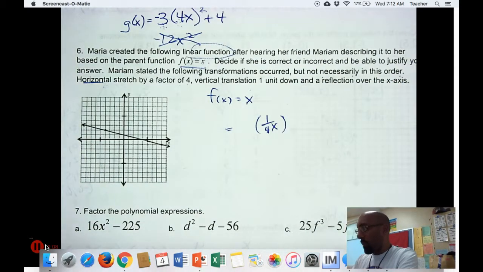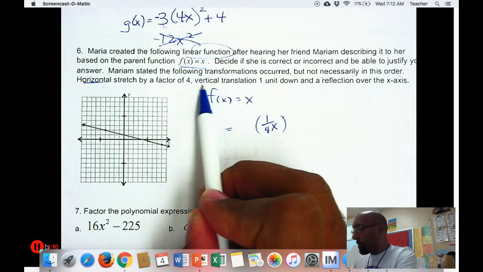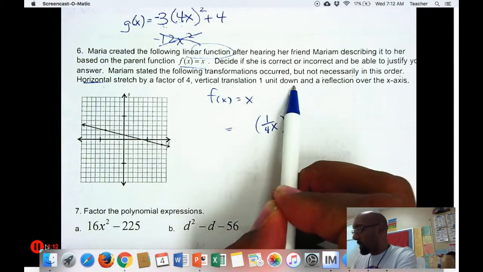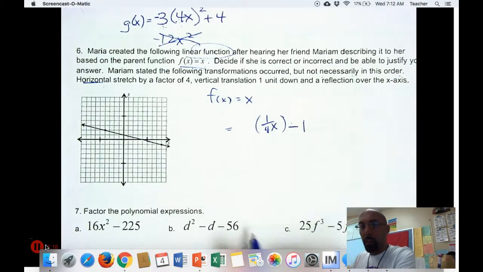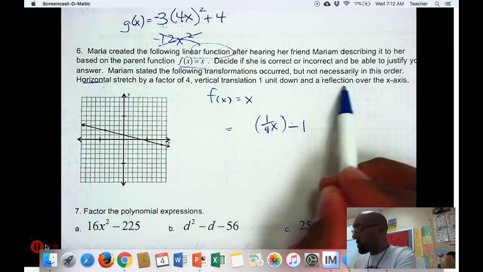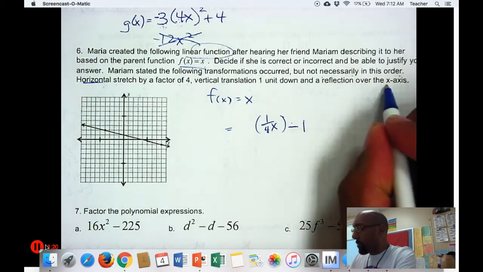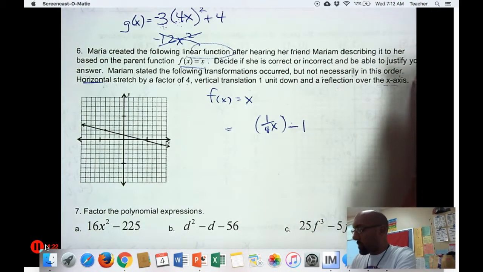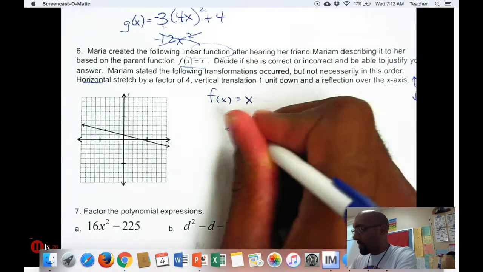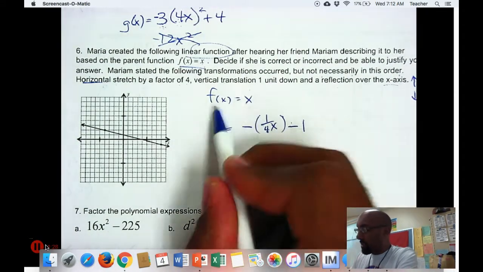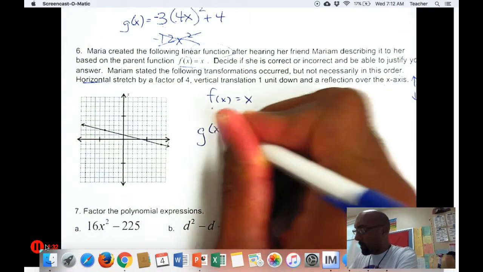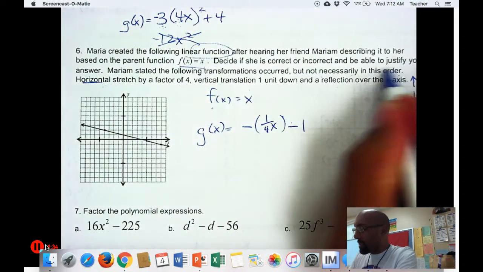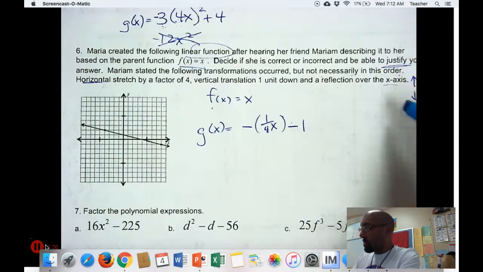Okay. And now a vertical translation, 1 down. Okay, so that means outside, we want it to go down 1. And the last one, a reflection over x. Okay, remember if it's over x, that's a vertical movement. So that means we want that negative to be outside. And remember, this is a new function, so don't write f of x. We want to write g of x. Now remember, it says to justify. Okay, that's a key word there, justify.